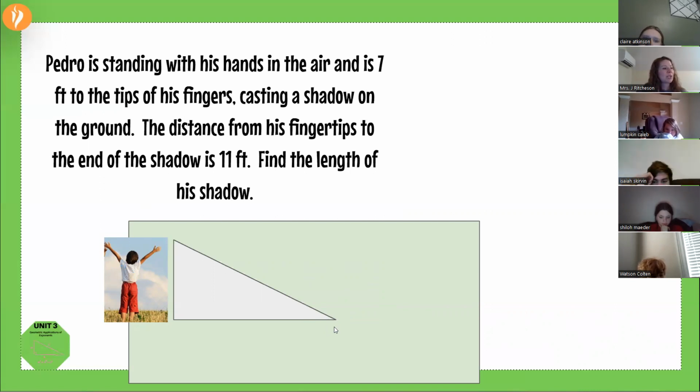So Pedro is 7 feet tall. Let me get my pen working here. 7 feet, and his shadow from here to here is, what did it say, 11 feet. Find the length of his shadow. So what are we looking for? Are we looking for legs, or are we looking for the hypotenuse?